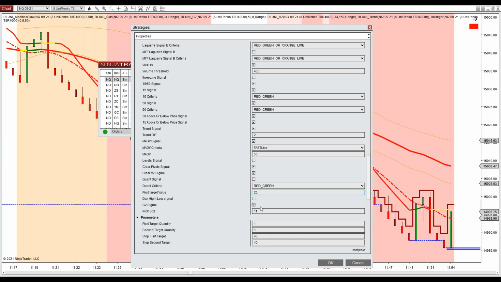Now this has the C2 check, so you must have it. We must have an 11 tick wick. If we have a 10 tick wick, it won't take the trade.